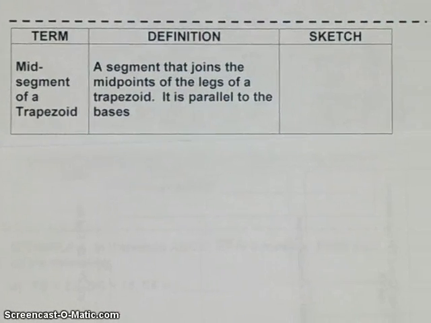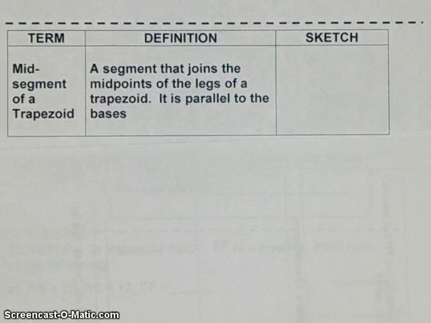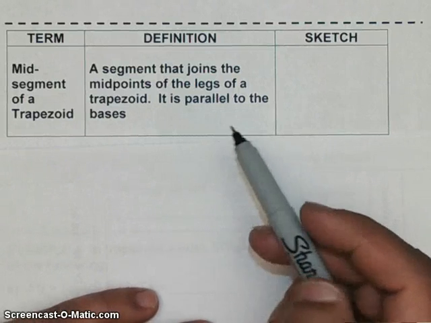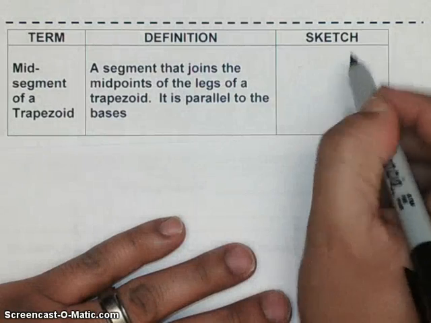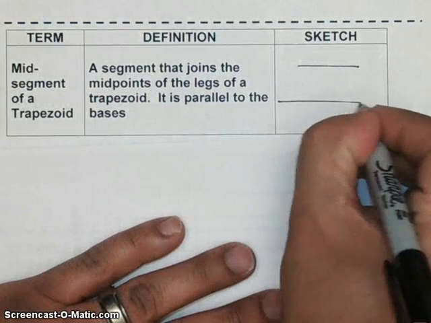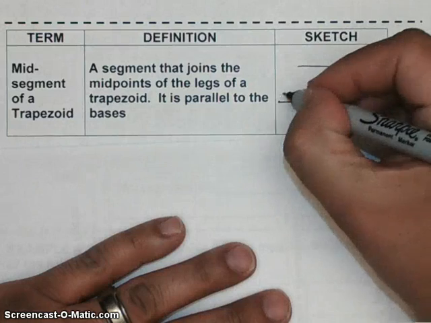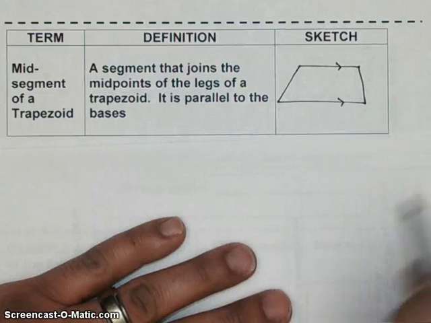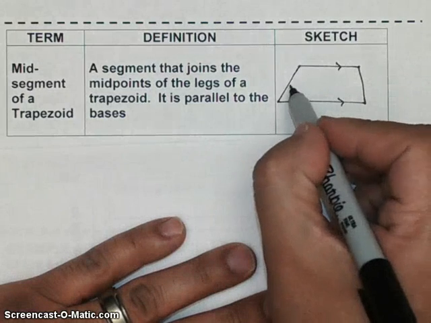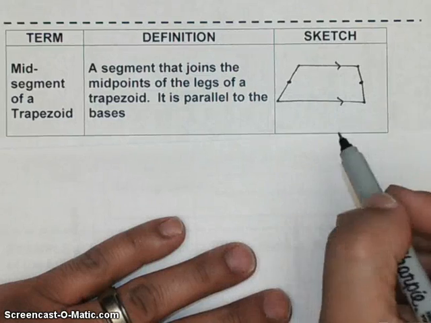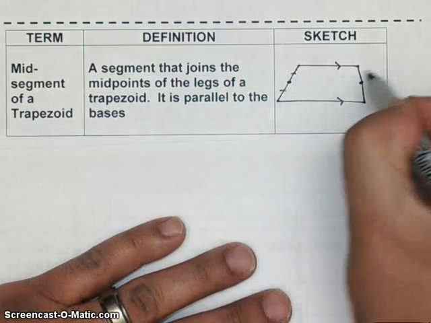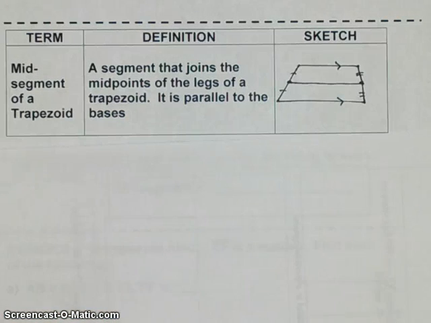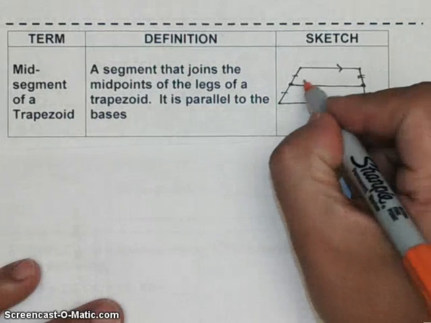Alright, next we're going to define what's called a midsegment of a trapezoid. That's the segment that joins the midpoints of the legs of a trapezoid. It's parallel to the bases. So if I have a trapezoid, these would be my bases, these are my legs. So I would find this midpoint here and the midpoint here. Let me diagram that. And I connect that line right there. That's what we would call the midsegment.